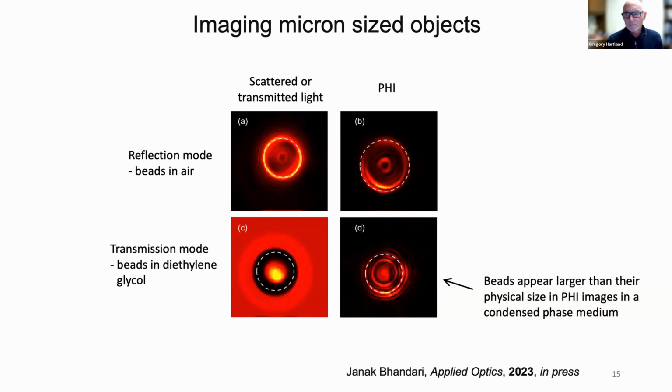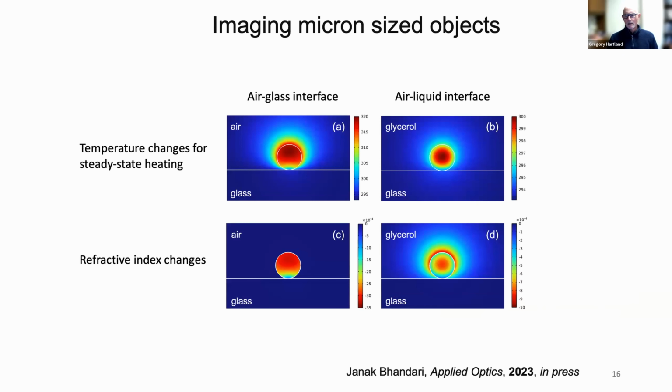And so that's the important point just noted there, right? The beads are larger than their physical size in the PHI images. So actually, if you're doing PHI images of large objects in a condensed phase medium, that's something that's a problem, right? You have to worry about. And this is our explanation.